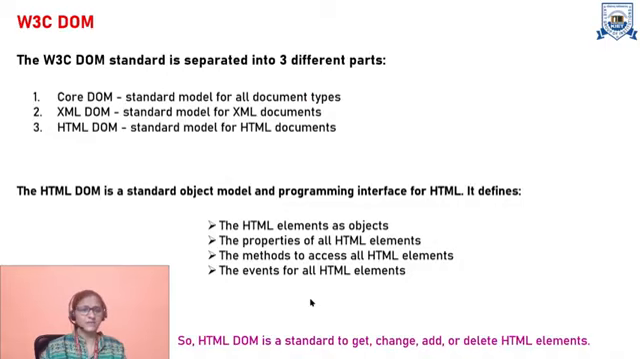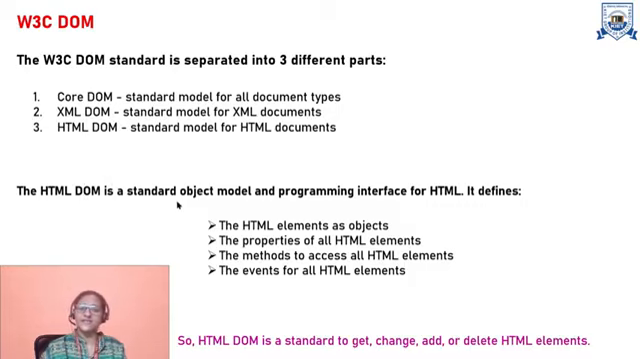So we can make changes according to our requirement. It is so flexible. The W3C DOM standard is separated into three different parts. One is core DOM, a standard model for all document types. It is common. Then XML DOM is dedicated: a standard model for all XML documents. HTML DOM is a standard model for HTML documents. So we are focusing here on HTML DOM.